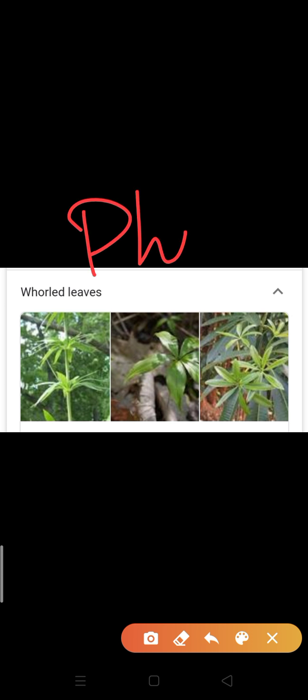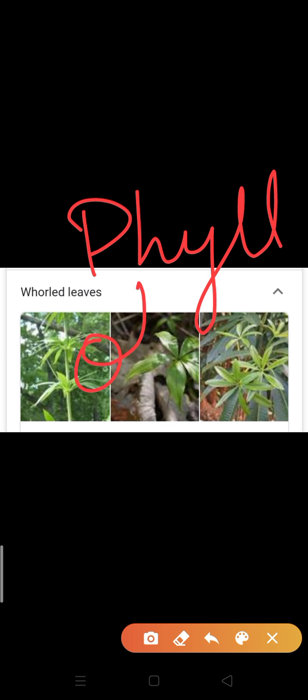What is phyllotaxy? Phyllotaxy is the pattern of arrangement of leaves on the stem. How all the leaves are arranged on the stem, that is known as phyllotaxy. Clear? How the leaves are growing on the stem, how they are attached, the arrangement, that is known as phyllotaxy.